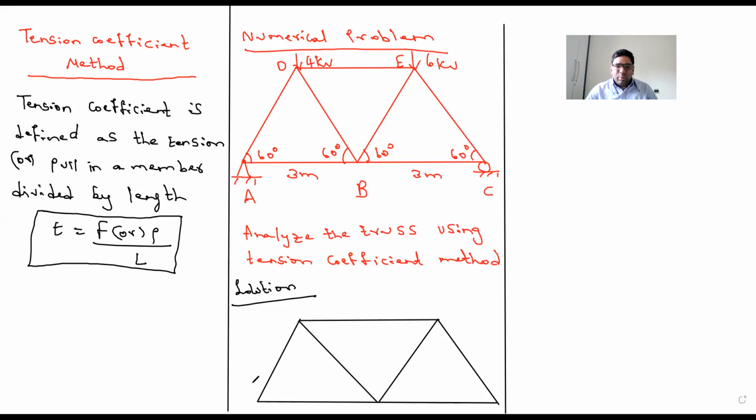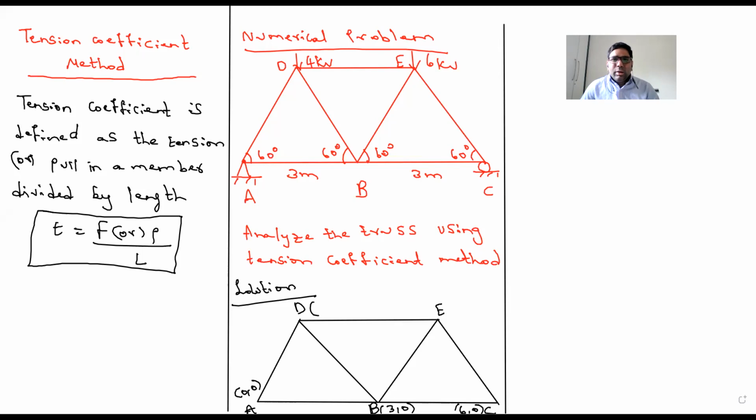So see here, what is the first joint we have? This is 0 comma 0. So this is A, this is B, this is C, this is D, this is E. We have to write the coordinates for this. What is the B coordinate? B coordinate is 3 comma 0. C coordinate is also 3 comma 0. Sorry, 6 comma 0.